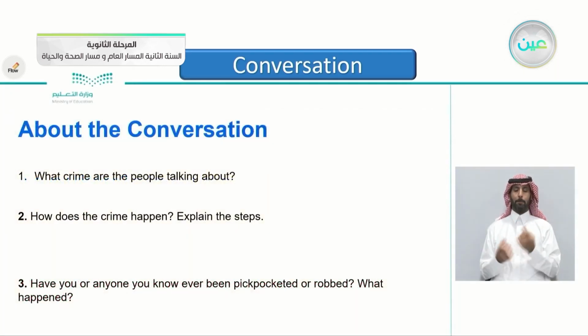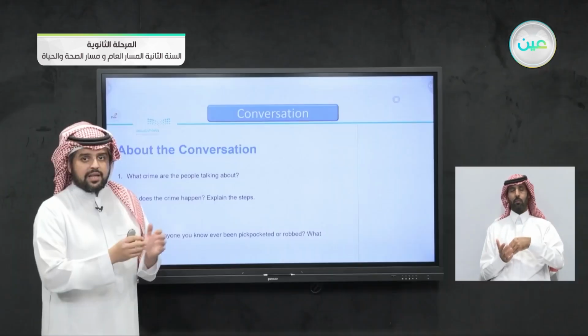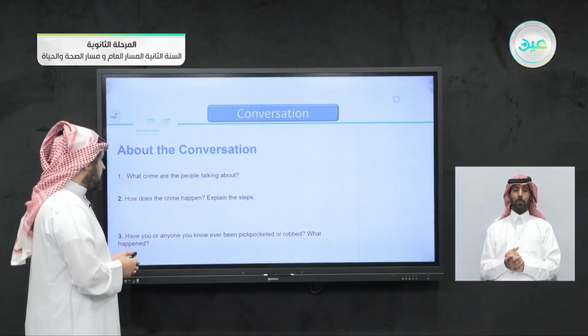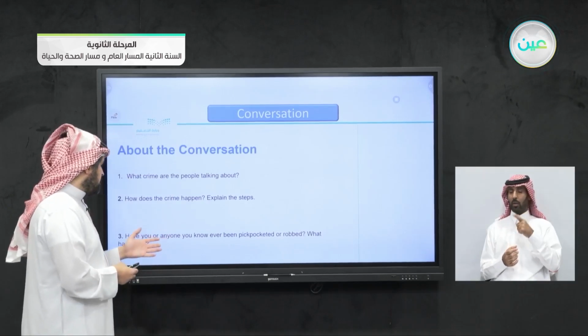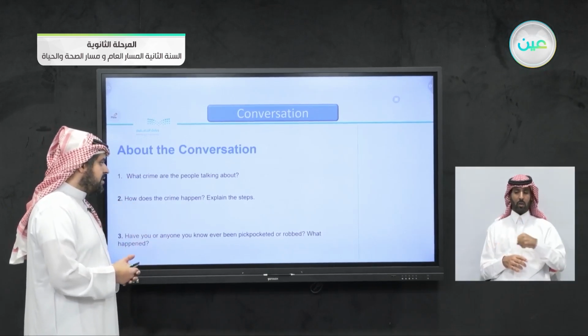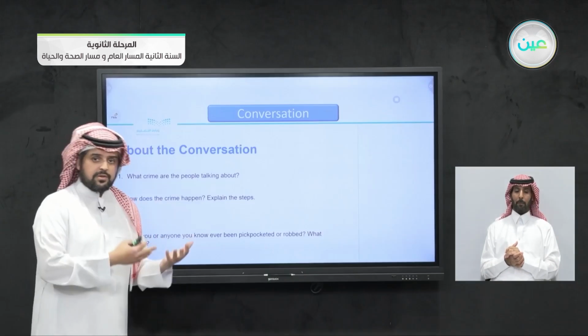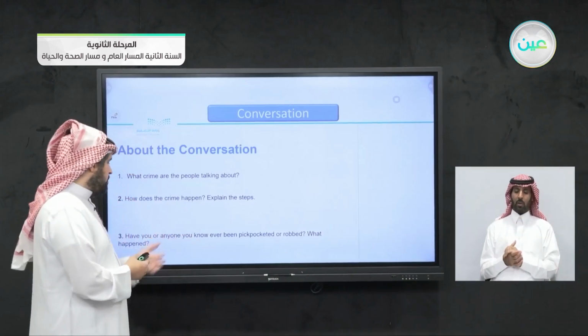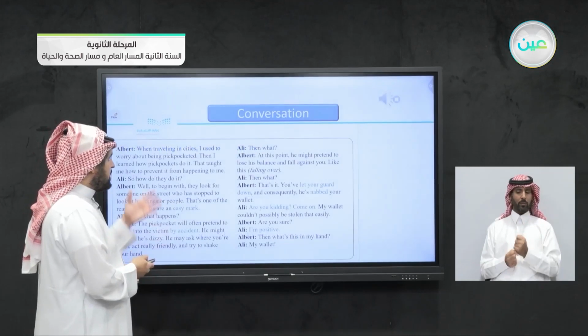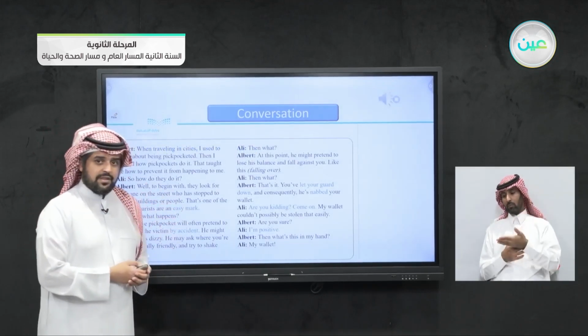About the conversation, we have 3 questions. Let's read them. Then we will listen to the conversation again, then we will answer these questions. What crime are the people talking about? How does the crime happen? Explain the steps. Have you or anyone you know ever been pickpocketed or robbed? What happened? So let's listen again and try to figure out the answers.